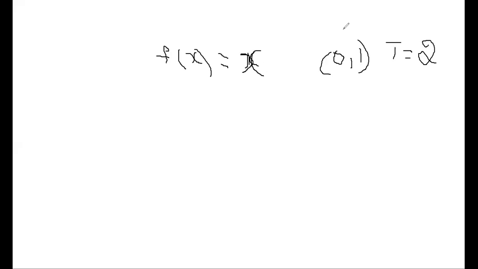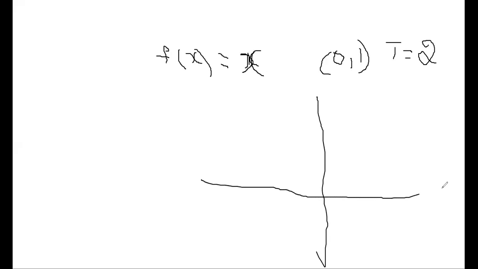We have to decide whether the function is even or odd only after knowing the function in one more interval. We know the function only in the interval 0 to 1. So this is the graph. f of x equals x is a line which passes through the origin and makes a 45 degree angle with the x-axis. If this is the point 1, it will be like this.